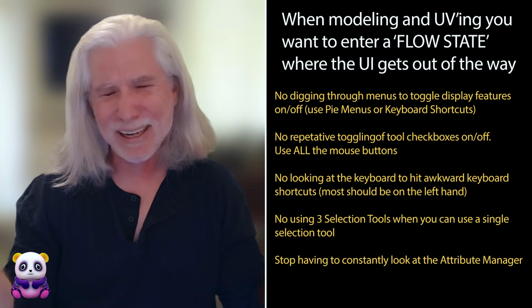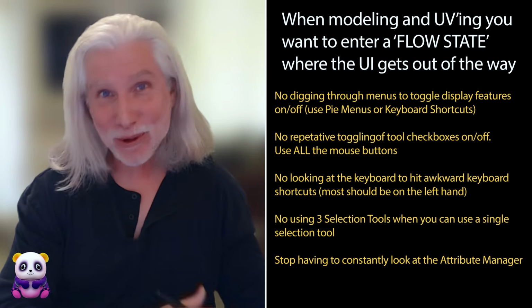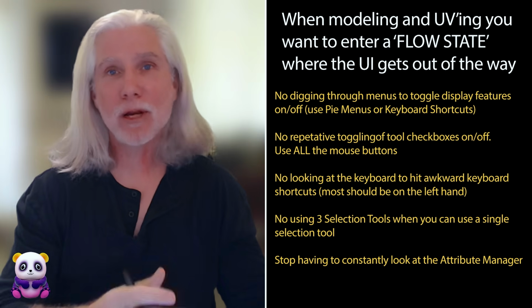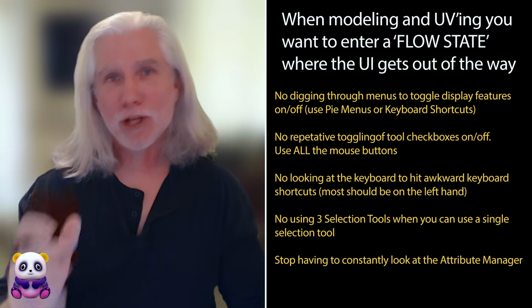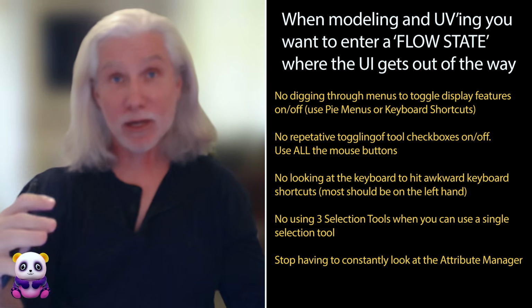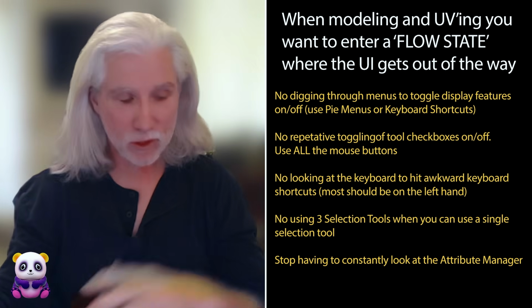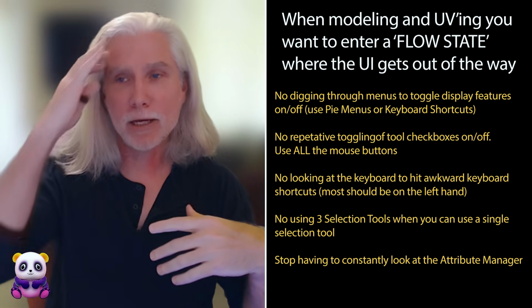You can't ever really get into one because you're constantly having to go and dig through some menu to turn off some common operation like the grid or something that's just some checkbox somewhere, or a checkbox on a selection tool, or a keyboard shortcut combination that's on the right side of the keyboard that makes you look at your keyboard, which is a big no-no when you're trying to enter a flow state.